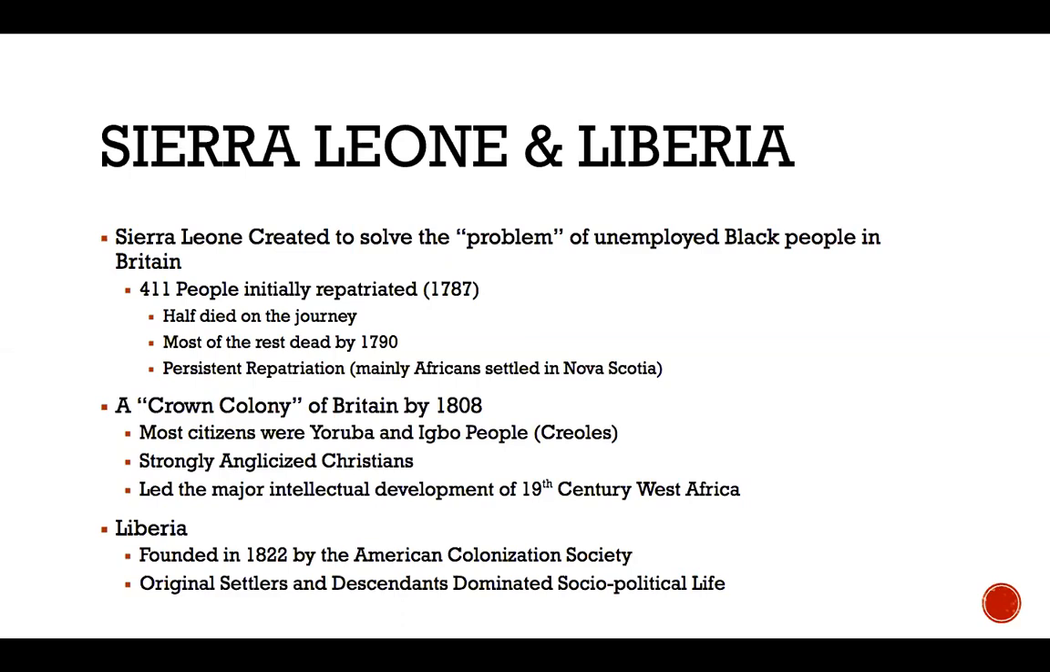So that's a little bit of the story about Sierra Leone. Most of the citizens there had originally come from modern day Nigeria. So they were mostly Yoruba and Igbo people. And they had gone back with these strongly anglicized values of Christianity and these things.